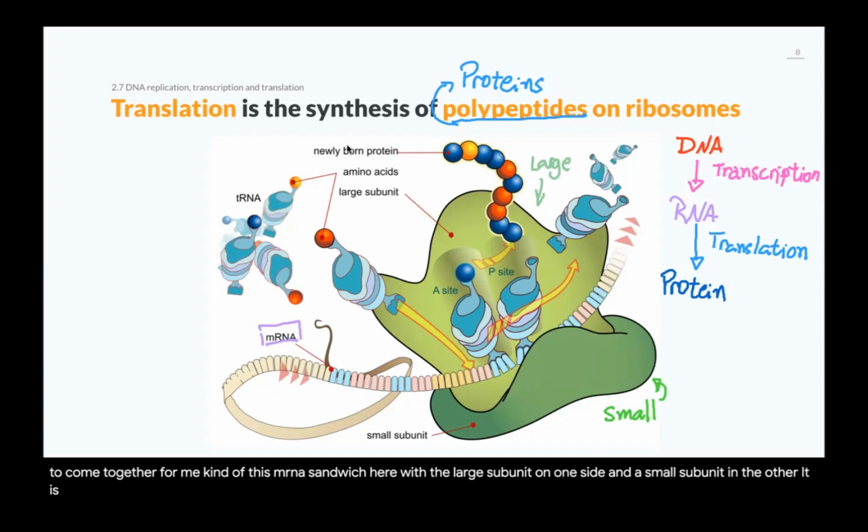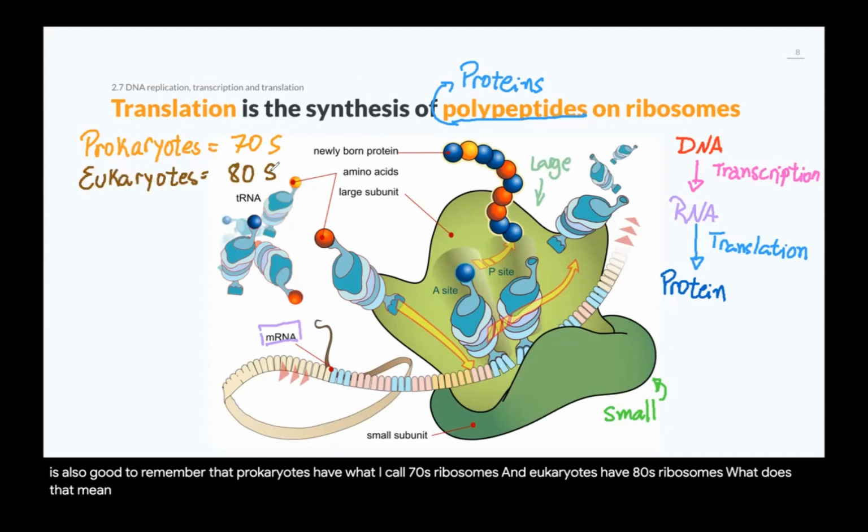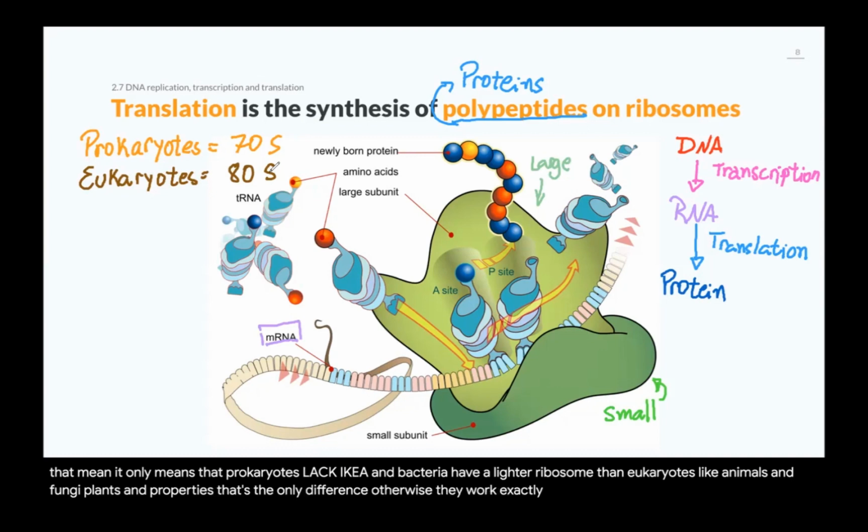It is also good to remember that prokaryotes have what we call 70S ribosomes, and eukaryotes have 80S ribosomes. What does that mean? It only means that prokaryotes like archaea and bacteria have a lighter ribosome than eukaryotes like animals, fungi, plants, and protists. That's the only difference. Otherwise, they work exactly the same. They do the same things in the same manner.